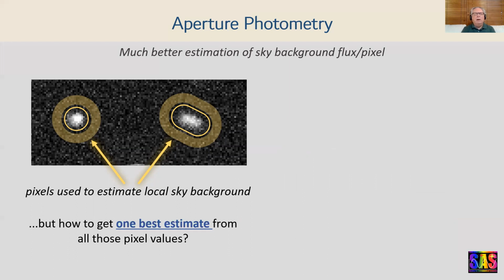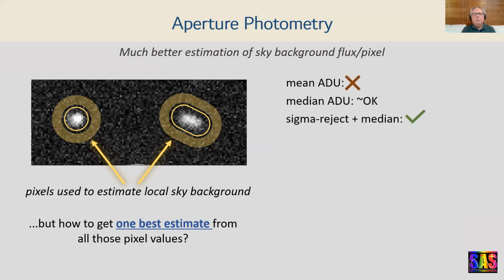How do you combine all those pixel values into one best estimate? Well, there are some historical ways to do this. The mean is universally recognized as the worst possible way to do it, because every hot pixel, every neighboring star, every gradient, every cosmic ray is going to catastrophically change the mean in ways that you really can't compensate for.